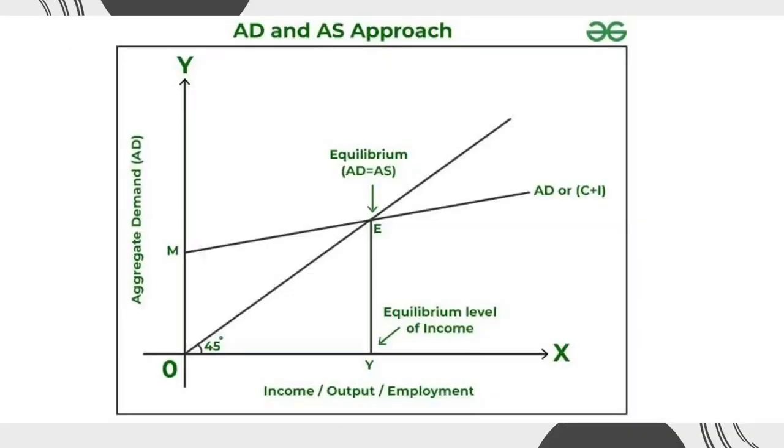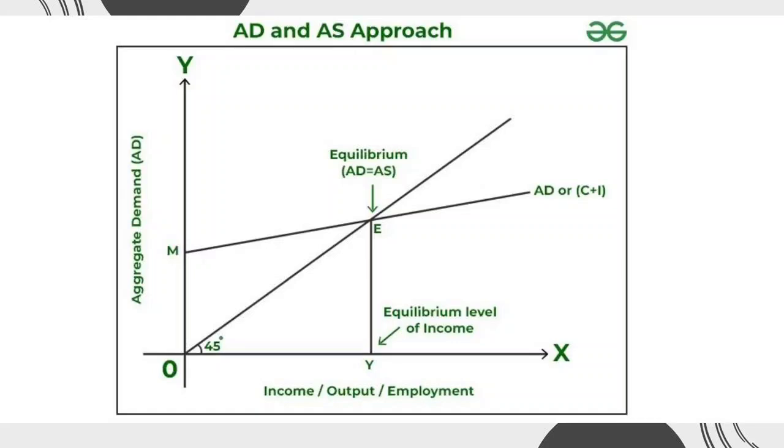Now we come to one of the most important ideas in this chapter, the equilibrium level of income. The word equilibrium means balance. Think about a seesaw in a park. When both sides have equal weight, the seesaw is balanced. In economics, we use the same idea. An economy is in equilibrium when aggregate demand equals aggregate supply. You can see it in the graph also.